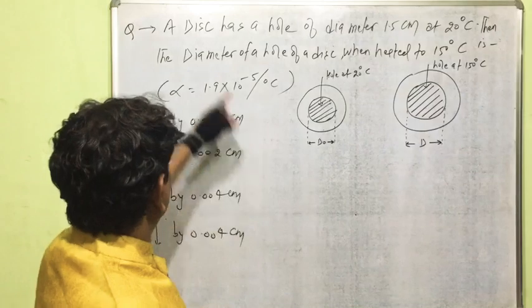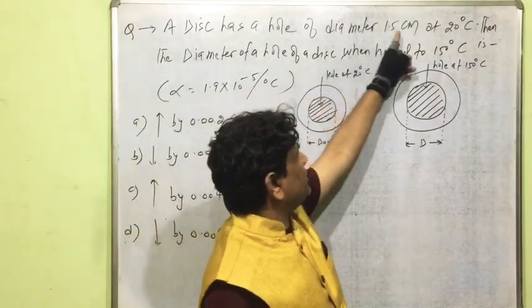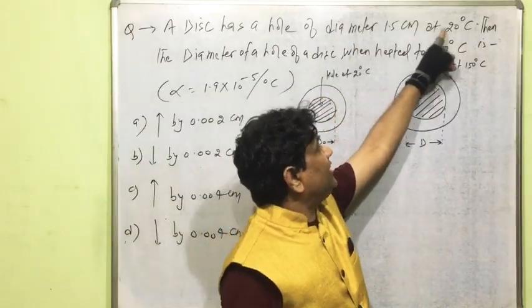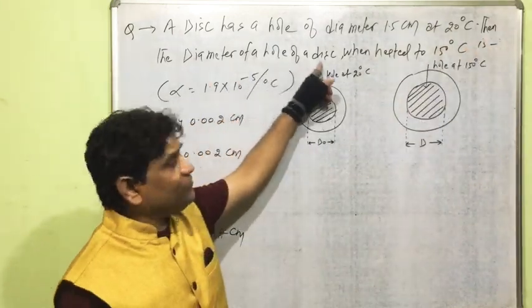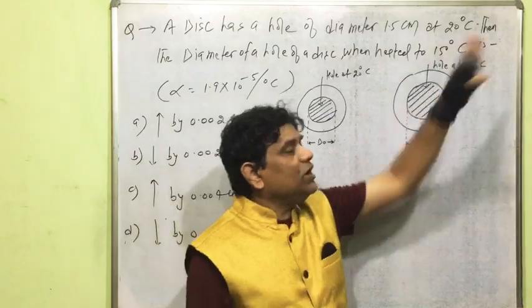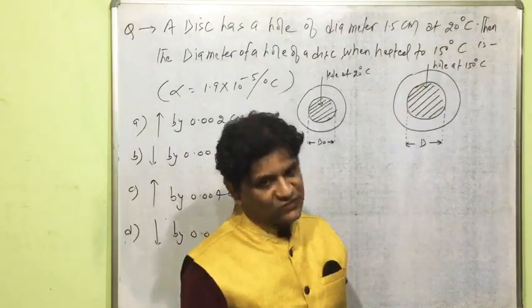Okay, now the next question. A disc has a hole of diameter 1.5 centimeter at 20 degrees Celsius. Then the diameter of a hole of a disc when heated to 150 degrees Celsius is.